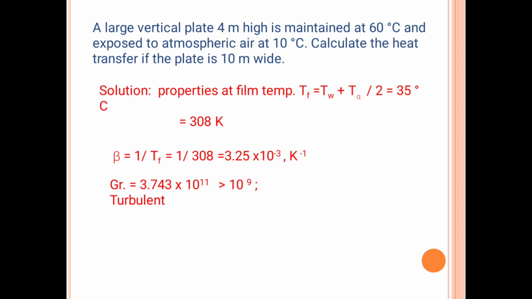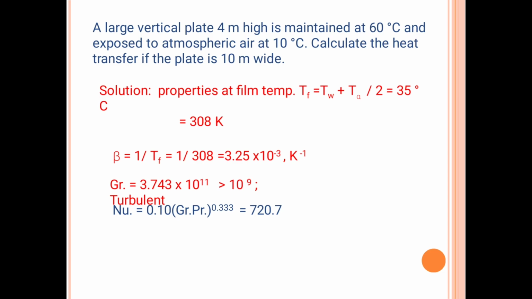Converting into Kelvin, we get 303. And beta is equal to 1 by Tf, the film temperature. Beta is equal to 3.25 into 10 to the power minus 3 Kelvin inverse. The Grashof number is equal to 3.3743 into 10 to the power 11. That is greater than 10 to the power 9, so the flow is turbulent flow.